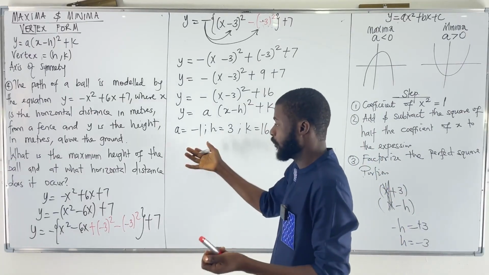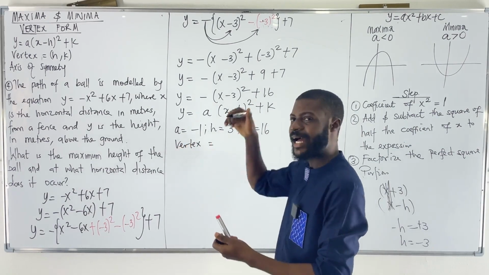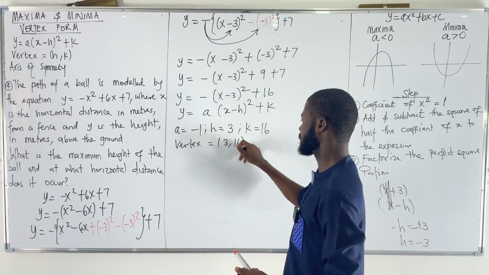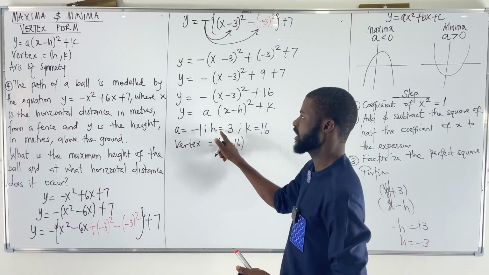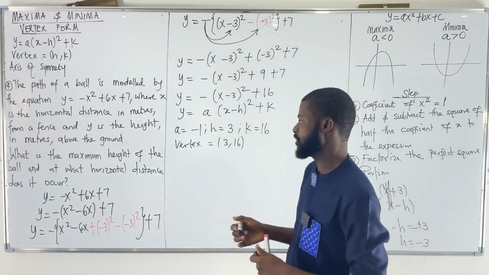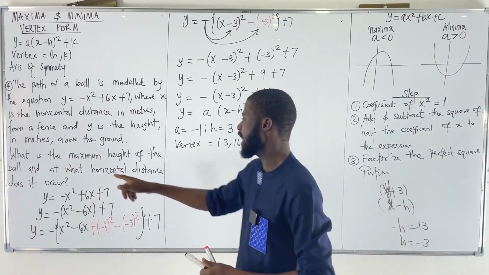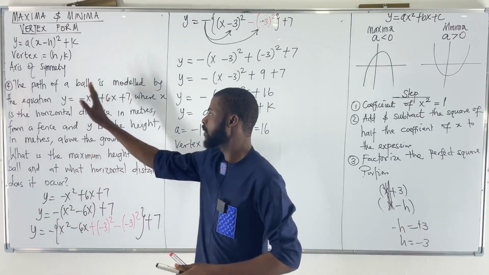So let us answer the equations. Yeah, even if you wish, you can actually write vertex if you want to. So the vertex is the highest point it happened. So the vertex will be 3, 16. Because vertex is always in the form h, k. So right now, let's see what this will be. They said, what is the maximum height? Come back to this question.